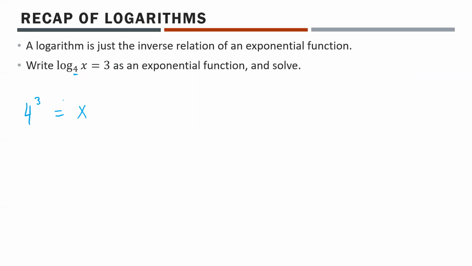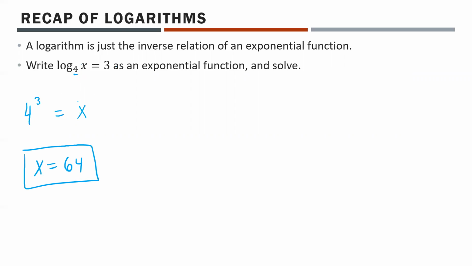Now that we have this, we can actually quite simply solve this. This is just 4 to the power of 3 equals x. So in other words, 4 times 4 times 4 equals x. Well, I know 4 times 4 is 16, and then 16 times 4 is 64. So I can say that x is going to equal 64.